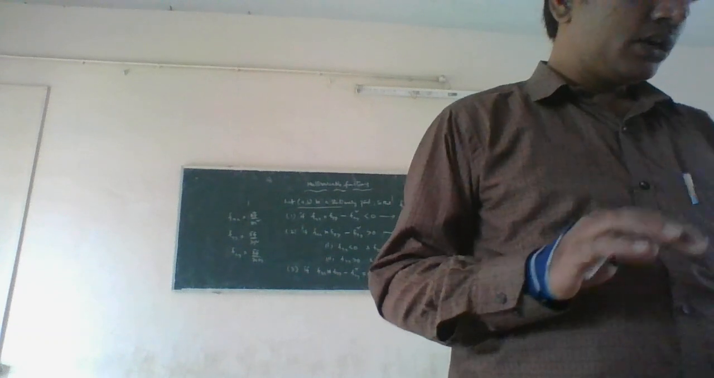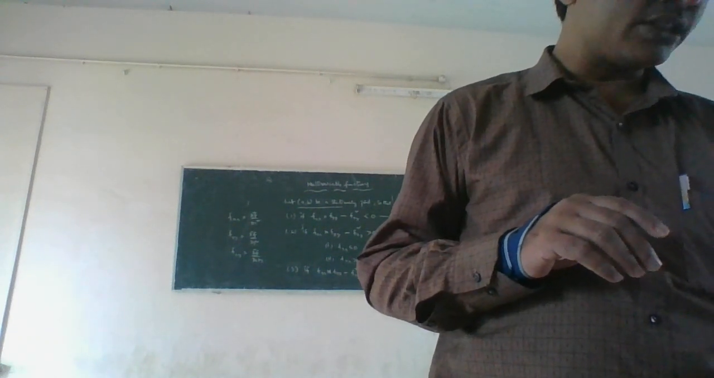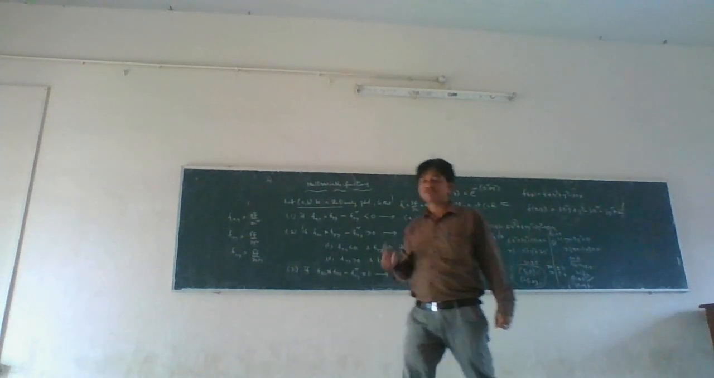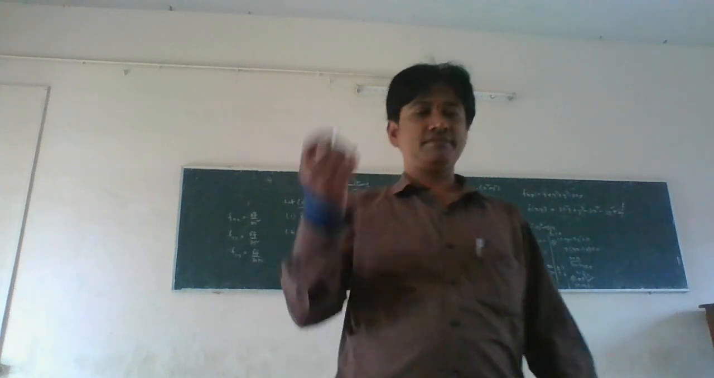Okay. Now in the last class to your seniors, I asked this question: f of x comma y is equal to e power minus x square plus y square. Better you can solve it now.